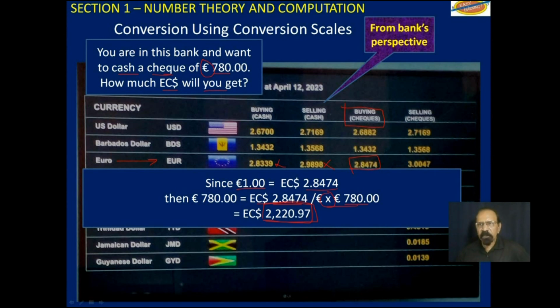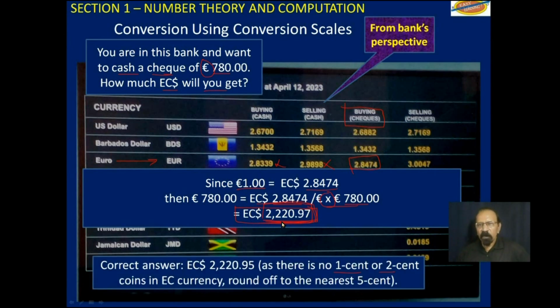$2,220.97. But remember that issue about no 1 cent and 2 cent? If you didn't know that and you had this on an examination question, that is what you will write as your answer. But there is no 1 cent or 2 cent coins in EC currency. So you would have to round off to the nearest 5 cents. And that would give you $2,220.95.